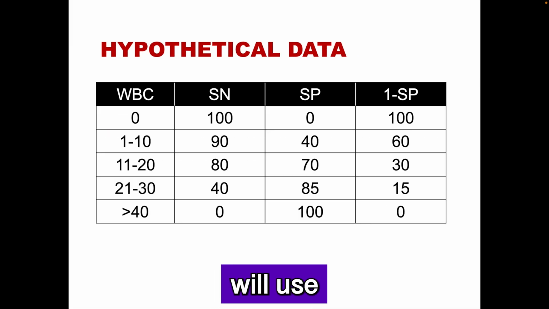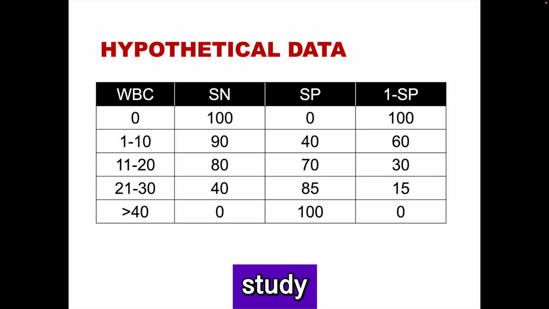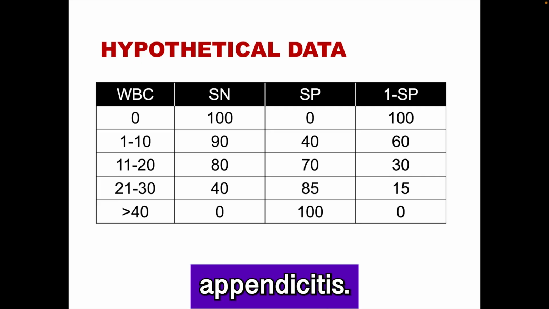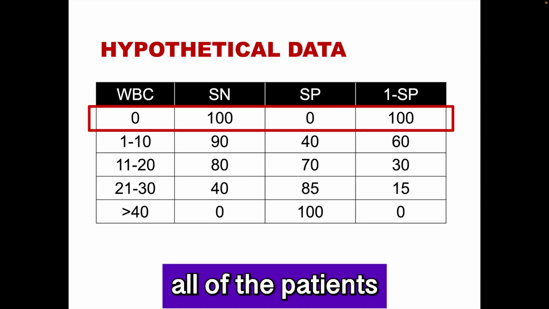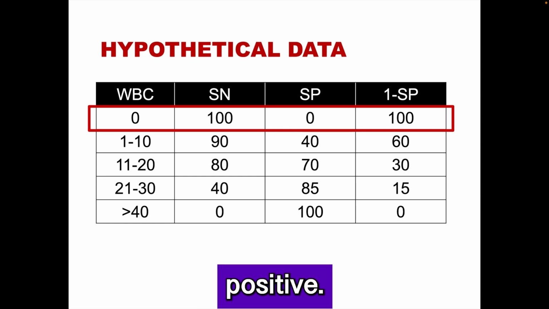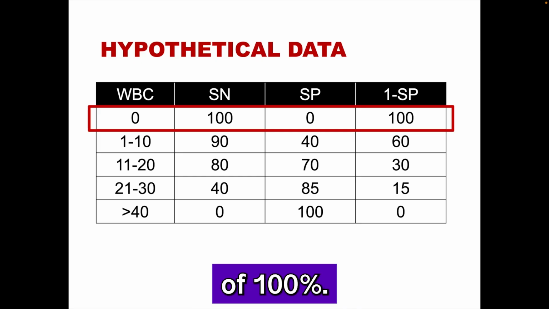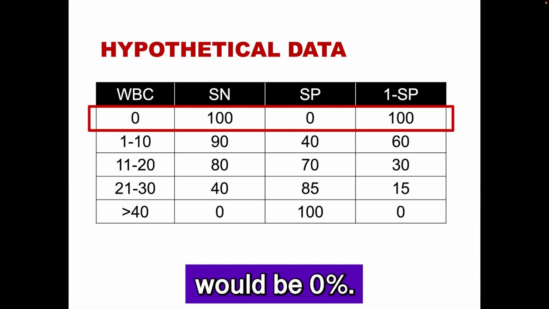Here's the data that we will use to construct an ROC curve. It is based on a hypothetical study assessing the utility of the white blood cell count in the diagnosis of appendicitis. Notice that if a white blood cell count above 0 was considered a positive result, all of the patients would be considered positive. It would correctly identify all of the patients with appendicitis and therefore would have a sensitivity of 100%. At the same time, it would classify all patients without appendicitis as positive so that the specificity would be 0%.